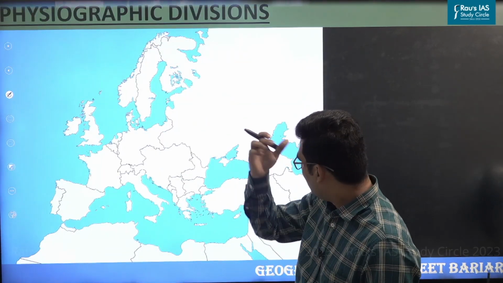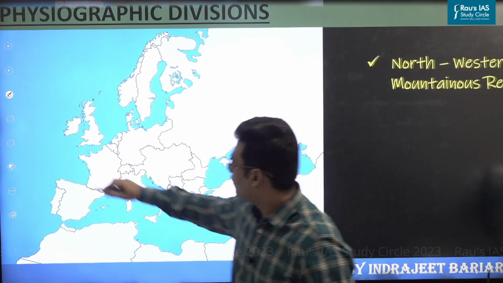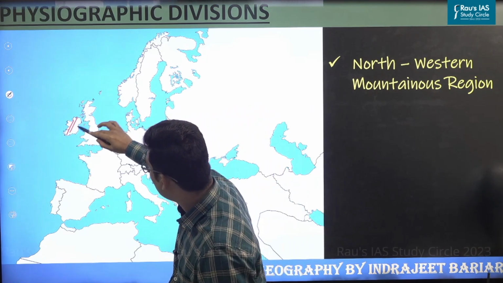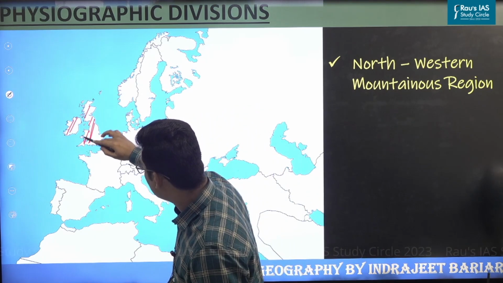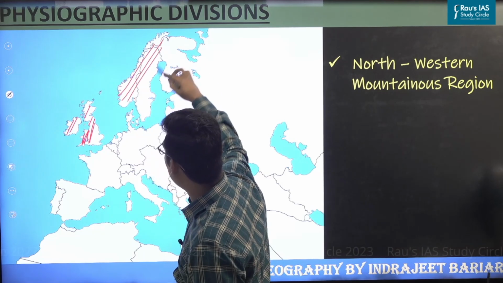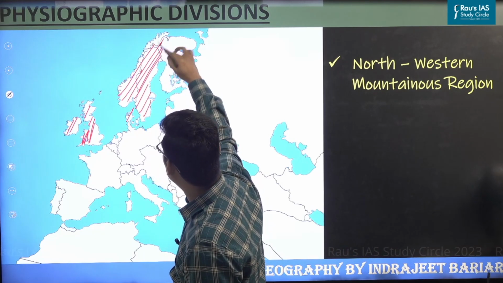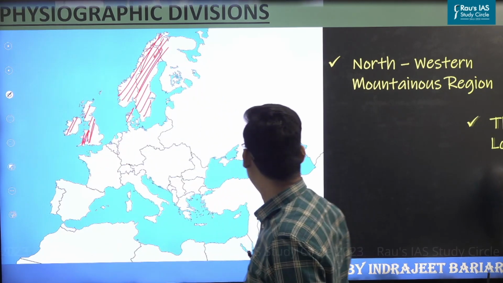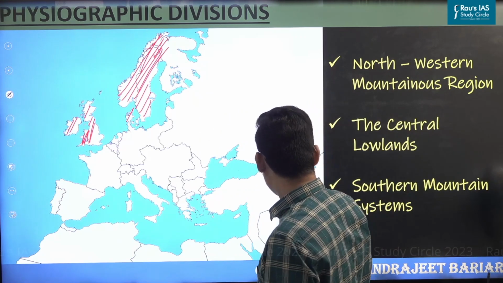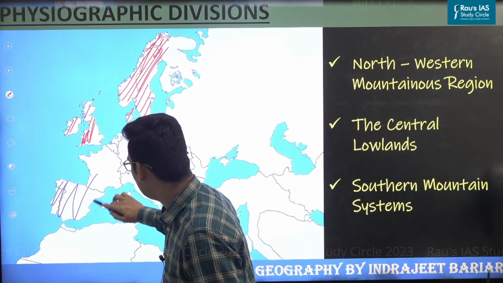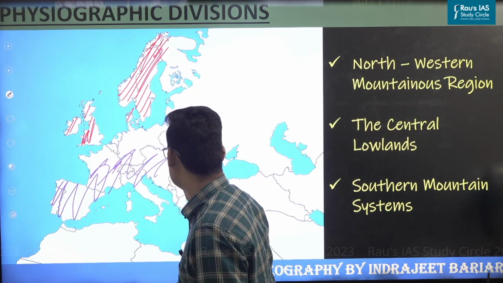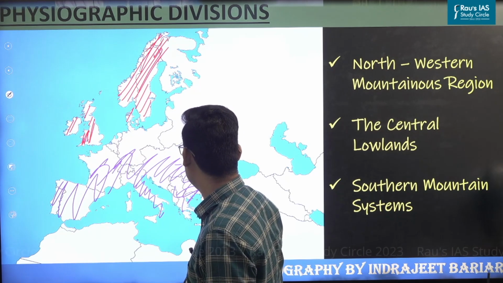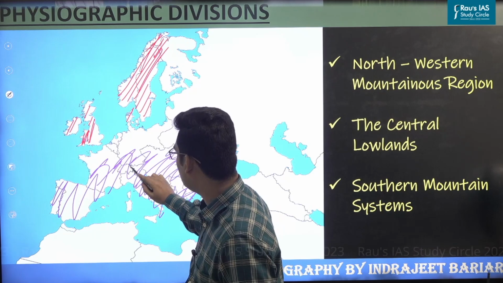So overall, again, taking a look at the physiographic divisions, the first one we are talking about is the northwestern mountain system. I'll mark it something like this. The first one, let's mark it with red. So this is the northwestern mountain system. And then we have the southern mountain system. Let's mark it throughout over here like this. This is all the southern mountain system, right up to here, the Carpathians and all.